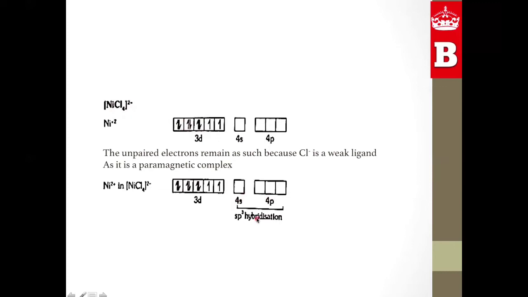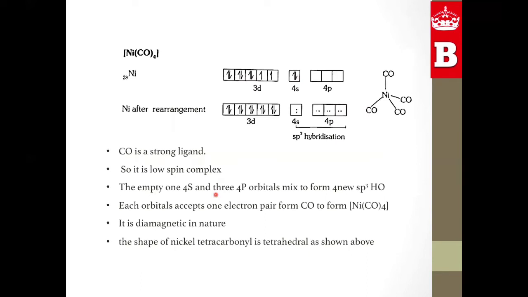So the result will be what? The result will be an outer orbital complex, high spin. The structure will undoubtedly be sp3, so that's tetrahedral. Paramagnetic or diamagnetic? Since there are 2 unpaired electrons, it must be paramagnetic.